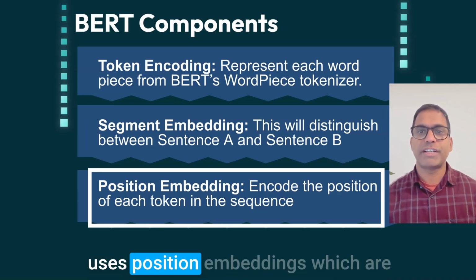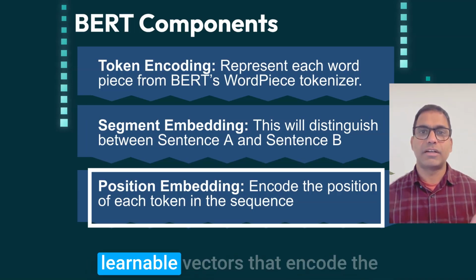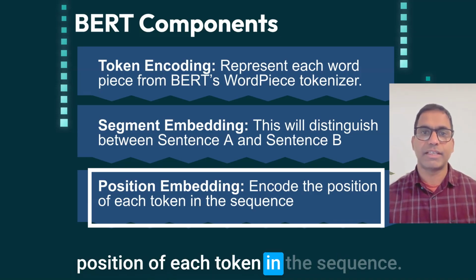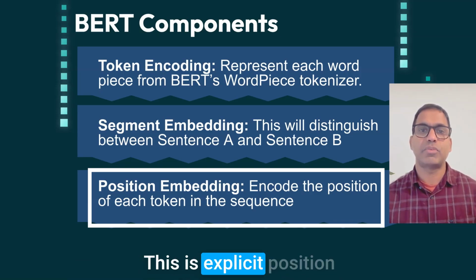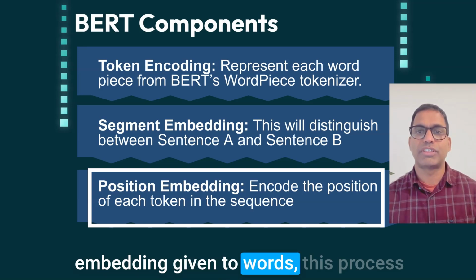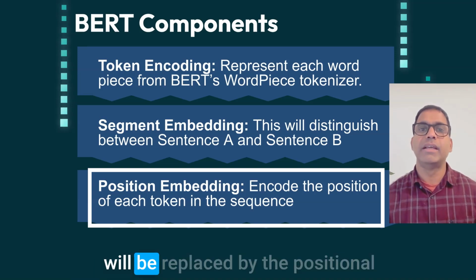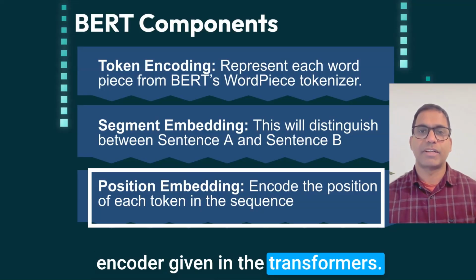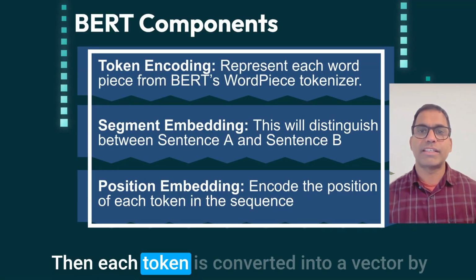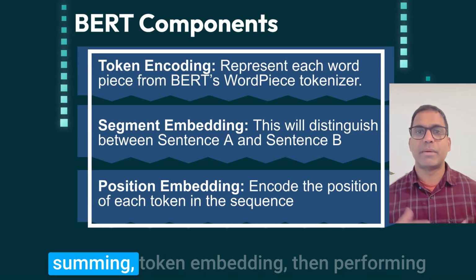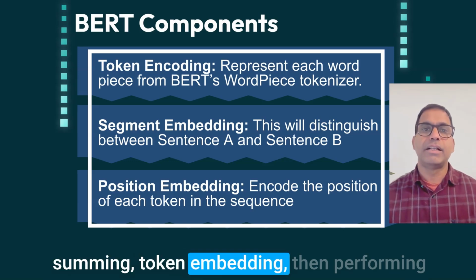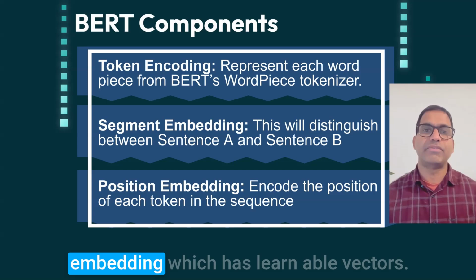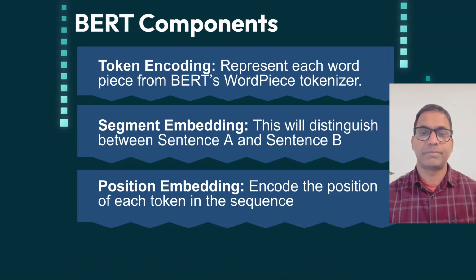BERT uses position embeddings, which are learnable vectors that encode the position of each token in the sequence. This is explicit position embedding given to words. This process will be replaced by the positional encoder given in the transformers. Then each token is converted into a vector by summing the token embedding, the segment embedding, and the position embedding, which has learnable vectors.